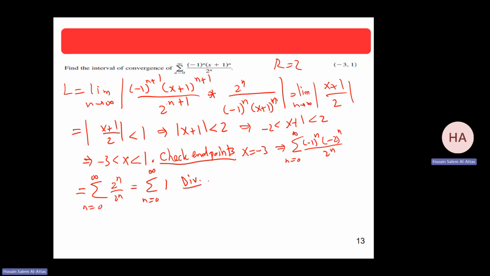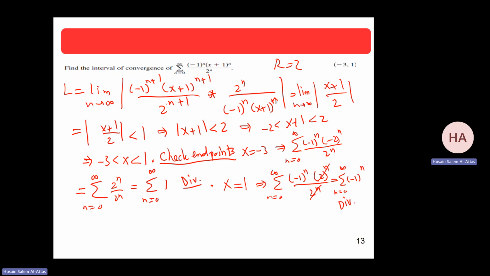Now check the other point. x equal, what is it? One is -3, the other one is 1. So I have the series n equals 0 to infinity, (-1) to the power n, (1 plus 1), this is 2 to the power n over 2 to the power n. This is cancelled. So I have this series. I know this series also diverges.